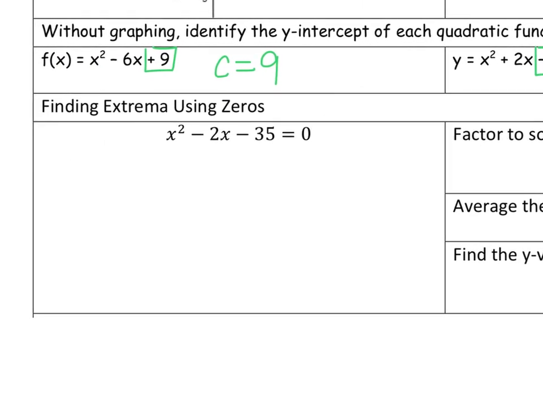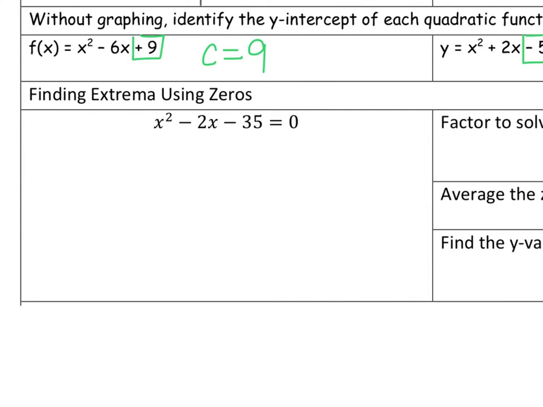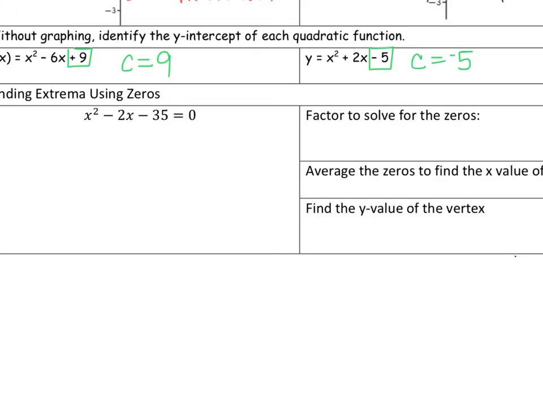Okay, so finding extrema using zeros. We are going to use the solutions, the x-intercepts, or the zeros of this equation, x squared minus 2x minus 35, to find the vertex. That's what we mean by finding extrema. So first we're going to factor this equation to find the zeros.